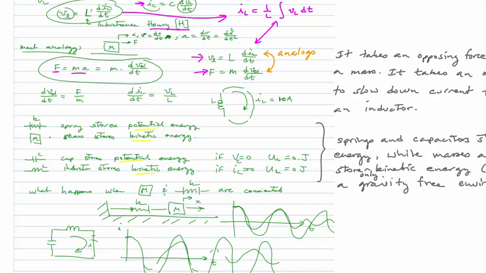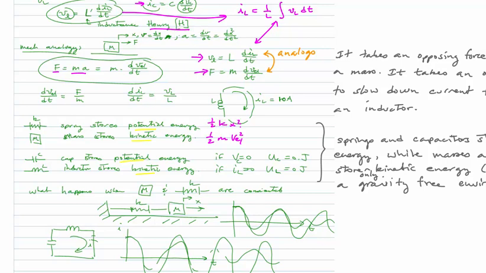But everything I've been talking about here in the context of the analogs of resistance, capacitance, inductance, let's assume that there's no gravity. If there is no external gravitational force, then the only kind of energy that you would store in a mass is going to be kinetic energy. 1/2 mv squared, or 1/2 kx squared for the spring.